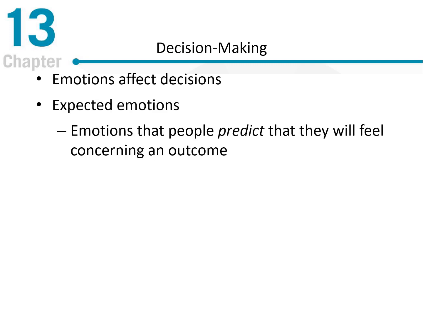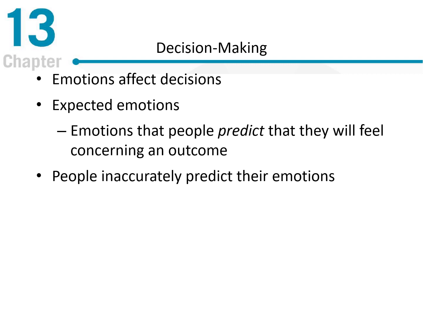Now, we have a big difference between expected emotions and the actual emotions people feel. So we have expected emotions. This is how people predict that they're going to feel about an outcome, like losing or winning, for example. And what we find is that people very often inaccurately predict their emotions.